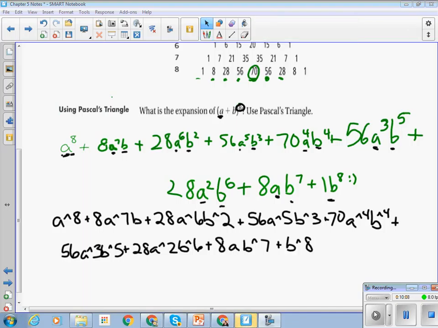So that's how you put it in Canvas. No spaces, no powers or coefficients of 1.